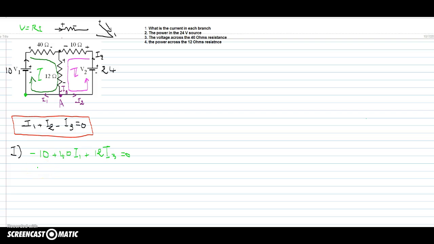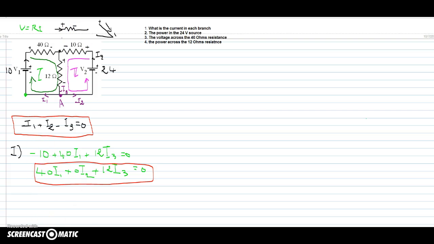So this is now 40 I1, and then plus 0 I2. I don't have I2, and then plus 12 I3. And I bring the voltage on the other side and change the sign, which is 10. So this is my second equation. Remember, I'm going to build a matrix.